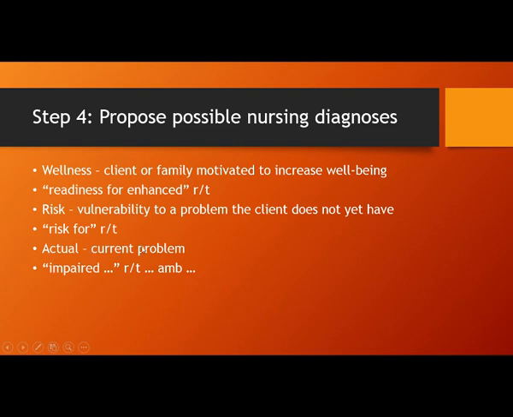An actual one is a current problem, and that one has three parts. Impaired something, or some problem, then it's related to something else, and it's as manifested by something else. So for the risk and for the wellness, you don't have as manifested by, because it's something that hasn't happened yet. For an actual problem, you do have as manifested by, because that's your evidence that the person actually has this problem. Like say, if you have confusion related to what do you think's causing it? Well, I think that it's her hypoxia.